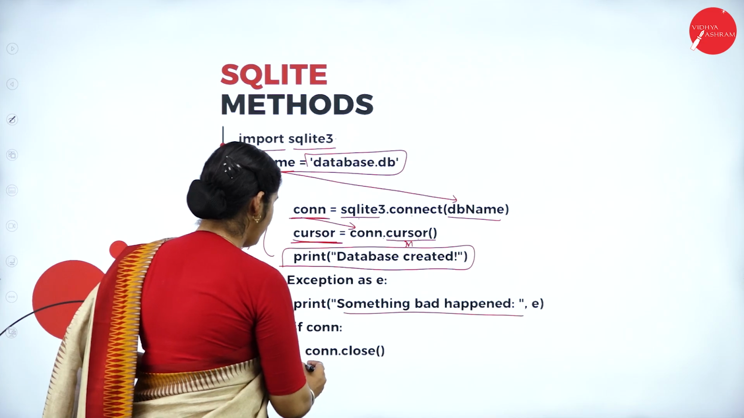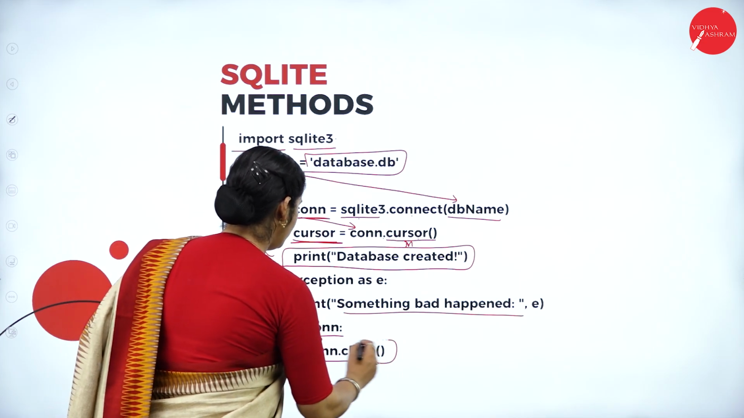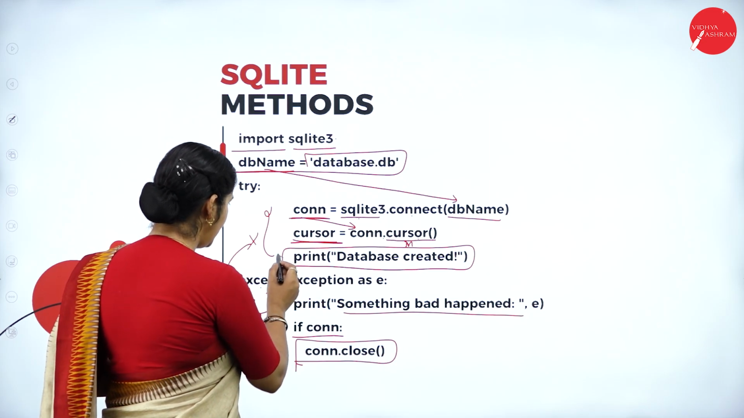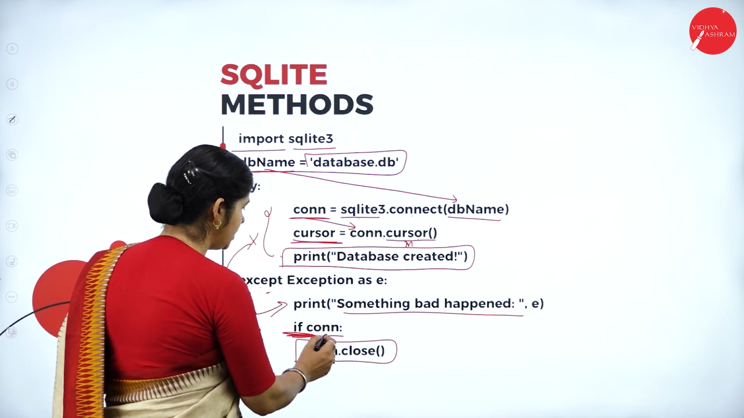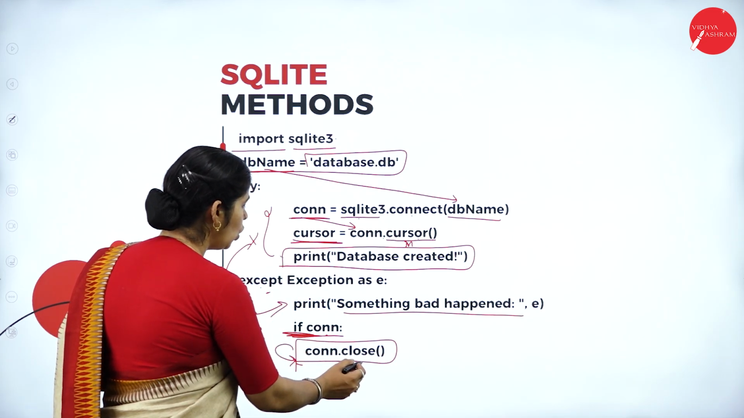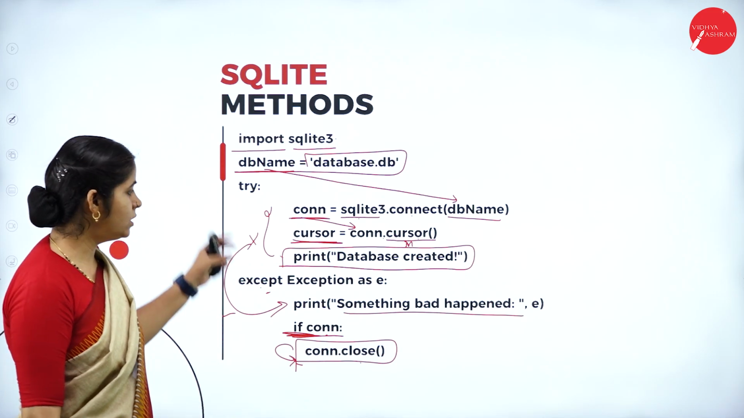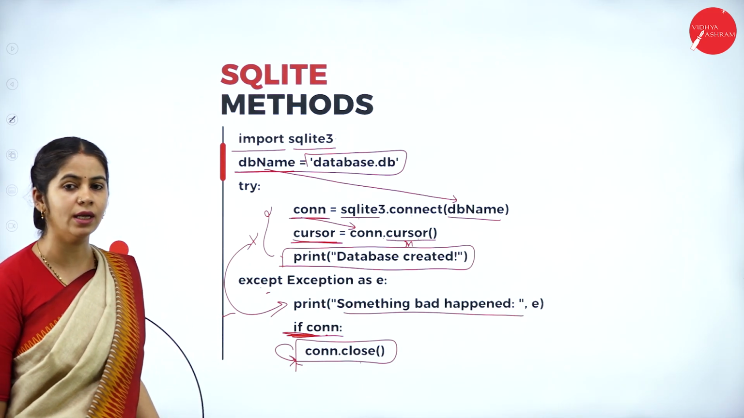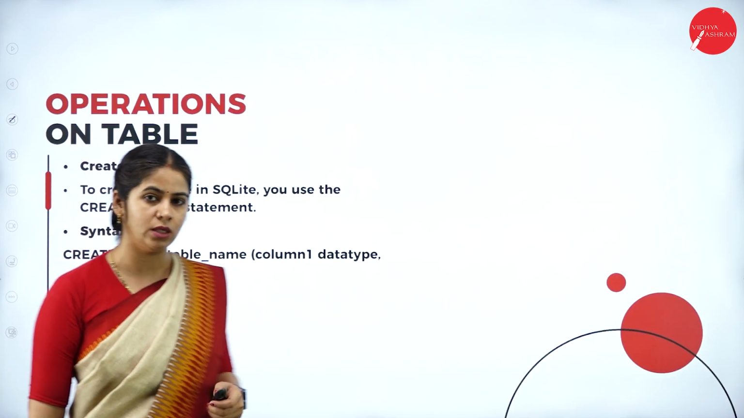After that, if the connection is established, then we have to close the connection. This is the code in Python to provide the connection to the database.